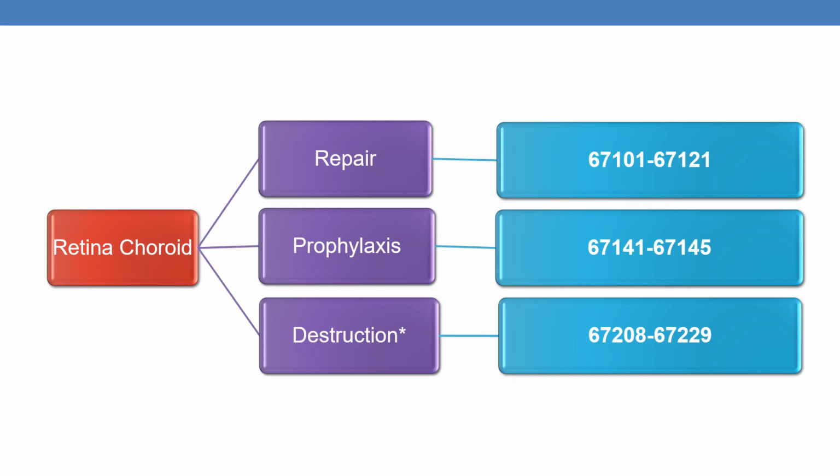Coming to the next topic, that is retina or choroid. Retina or choroid is again divided into repair, prophylaxis and destruction. The CPT range for repair is 67101 to 67121. And for prophylaxis, the CPT range is 67141 to 67145. And for destruction, the CPT range is 67208 to 67229.